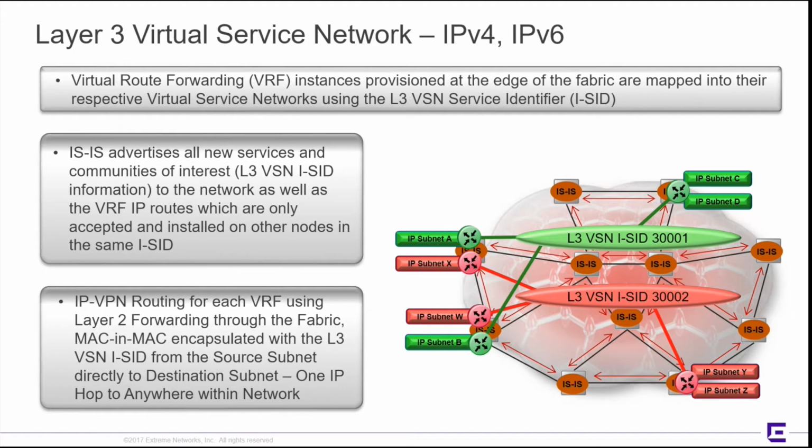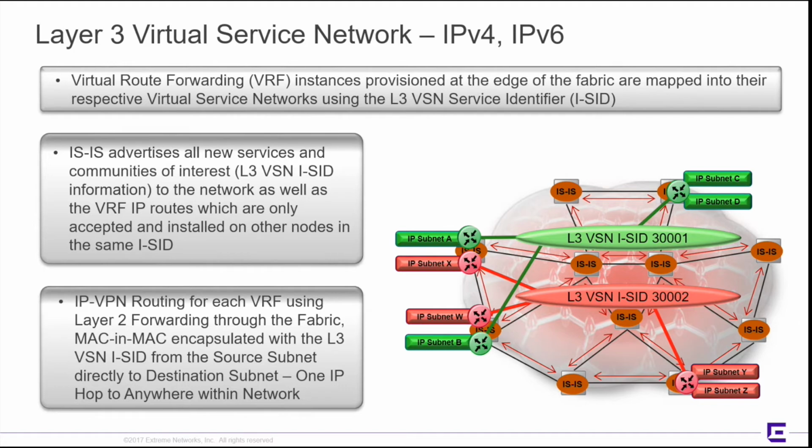So one thing I just wanted to add, just like we talked about with the layer 2 VSNs previously, about how you create a VLAN, you map an ISID to it, and then that ISID is advertised, not broadcast, but advertised throughout the shortest path bridging network. And any switches that have that ISID provisioned will automatically form tunnels to connect and create those services.